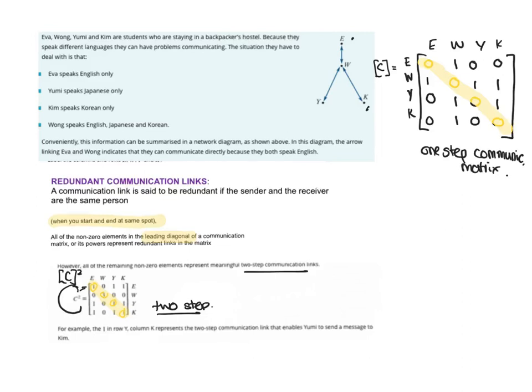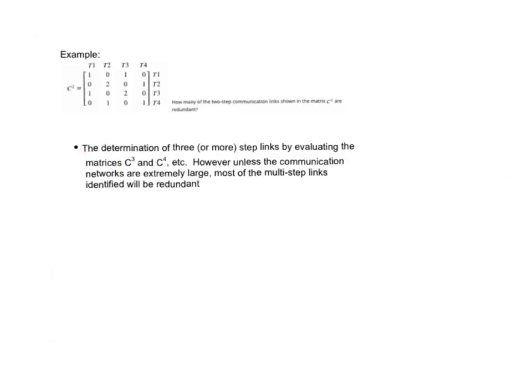Just know that they're not really relevant, and you might get certain questions. We'll see later on. Another example here: we can see there are 4 talkers. How many of the two-step communication links shown in matrix C2 are redundant? The redundant ones are down the leading diagonal. So I'd go 1 plus 2 plus 2 plus 1 equals 6. So there are 6 redundant two-step links.